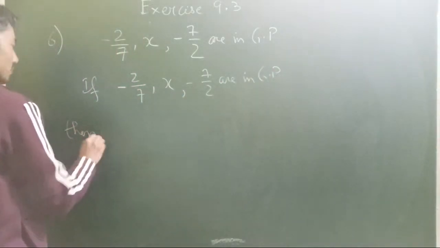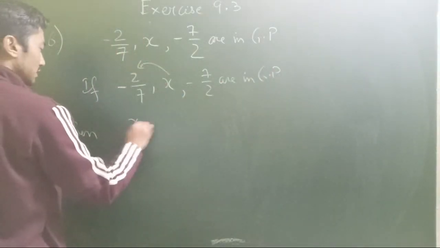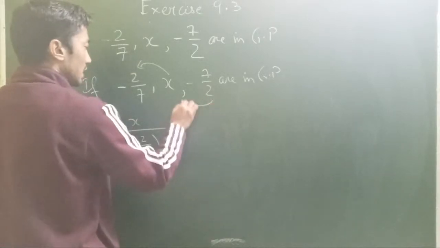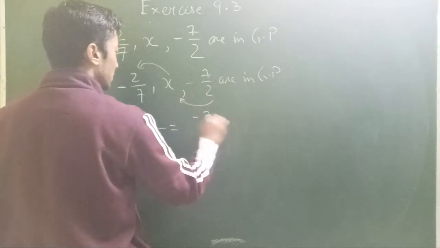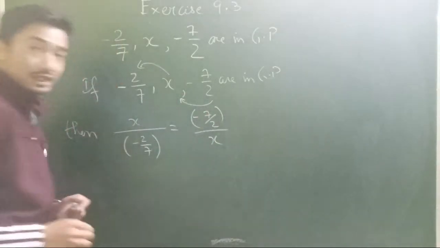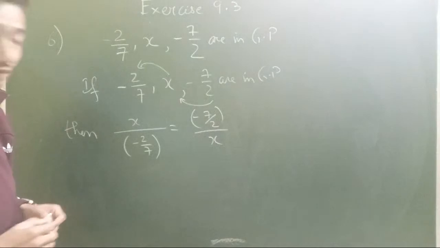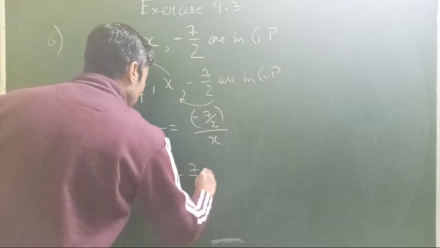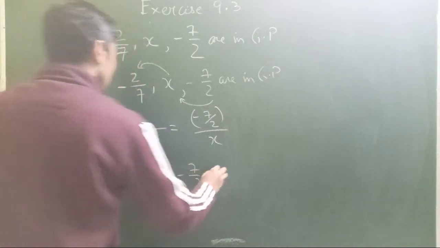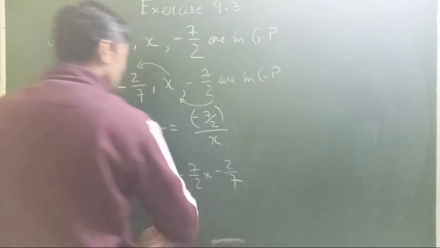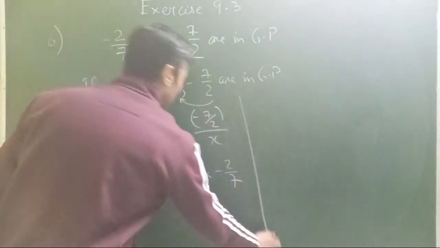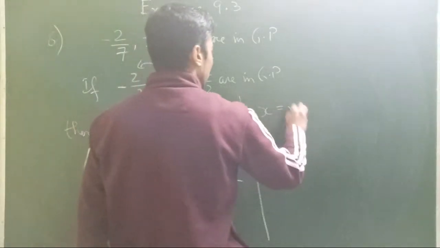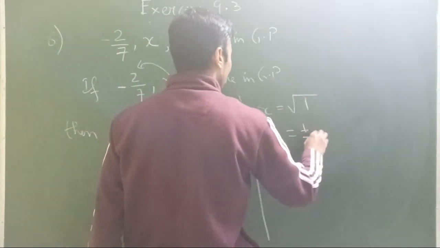Then they should have a common ratio, that is, x divided by minus 2 by 7 should be equal to the same common ratio, that is, minus 7 by 2 divided by x. We can do it like that, no need to remember the formulas every time. So x into x is x squared, which equals minus 7 by 2 into minus 2 by 7. Minus minus is plus, finish. So x squared is equal to 1, so x is equal to the square root of 1, that will be plus or minus 1.